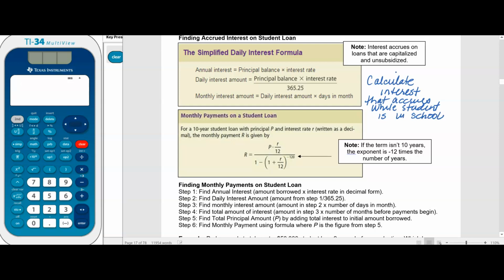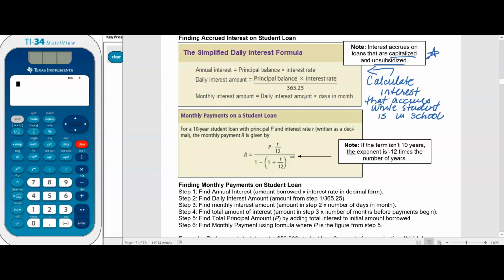So if a student, and this box here mentions this, interest only accrues on loans that are capitalized, meaning the student is not paying anything while they're in school, so it's being added up, and unsubsidized, which means that students are going to have to pay that interest. So with capitalized and unsubsidized loans, we're going to have to calculate the interest that accrues while the student is in school, and we'll use these formulas here in the box.